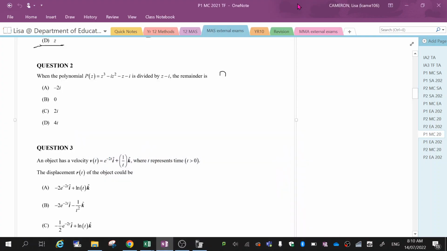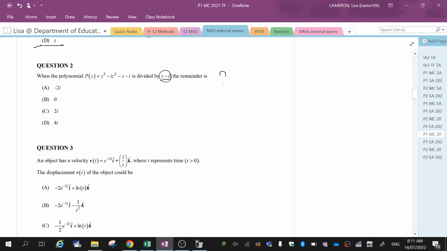Okay, complex numbers. So when the polynomial here is divided by this, the remainder is, and then you've got a couple of different answers. Now, this part here is the important part. We're going to use the null factor rule to find out what it is, because once I substitute that back in here, that is the faster way of figuring out what the remainder will be.